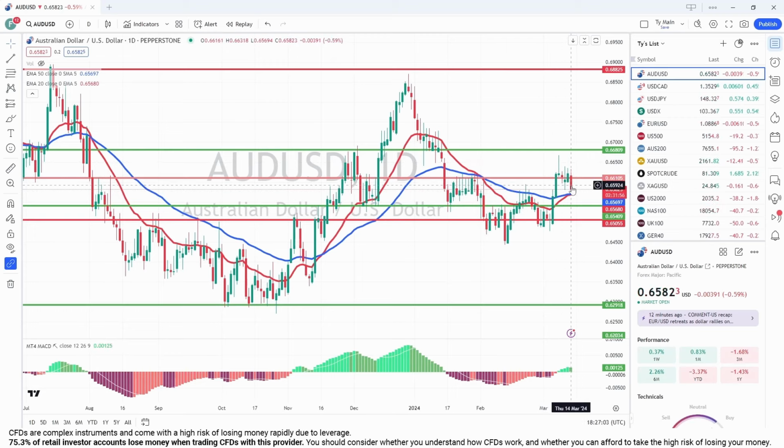A couple of very big wicks at the start of the week, and we saw a big drop down here and a touch of the 20 and 50 moving average, which is a very standard pullback move. You'd be pretty happy with that move, really.